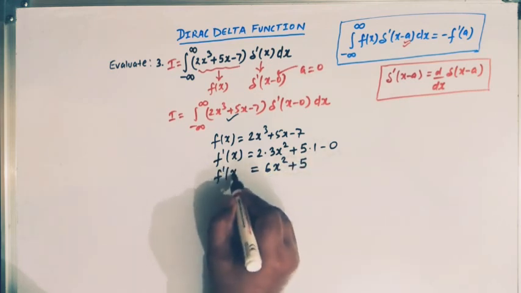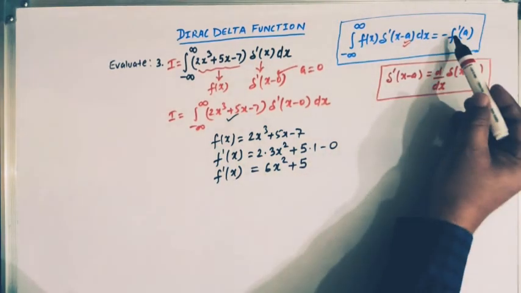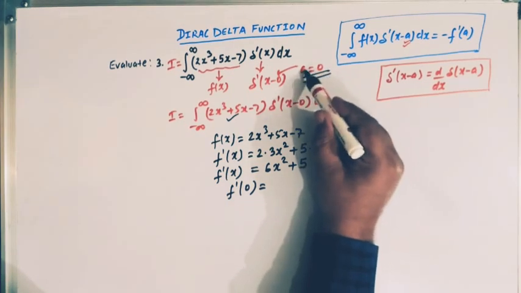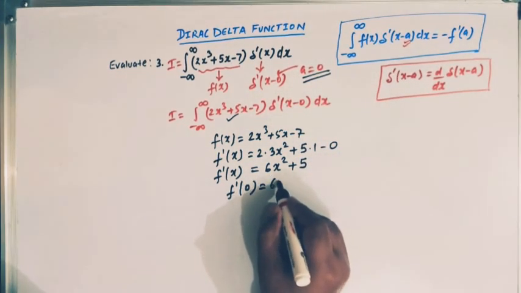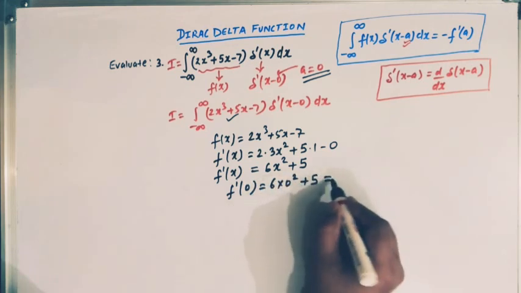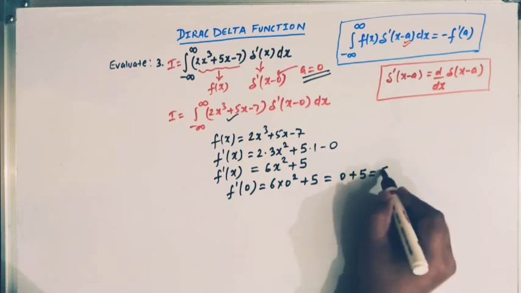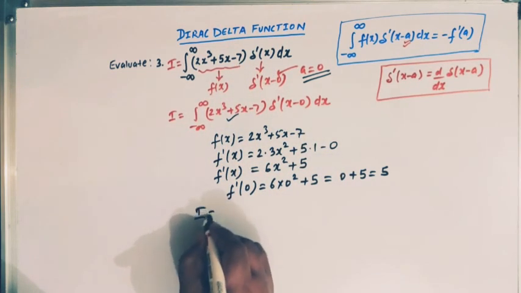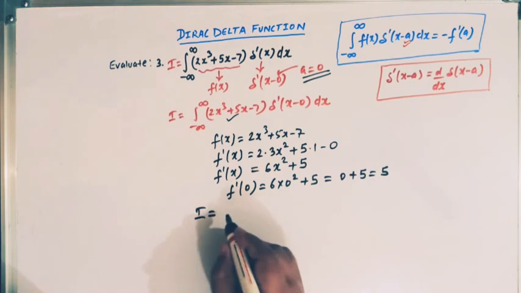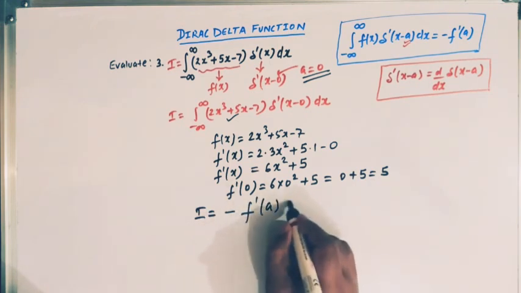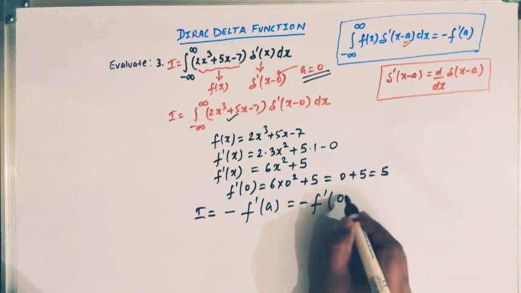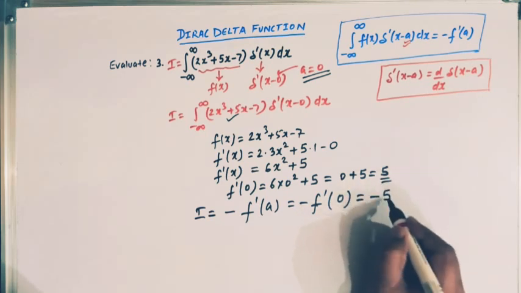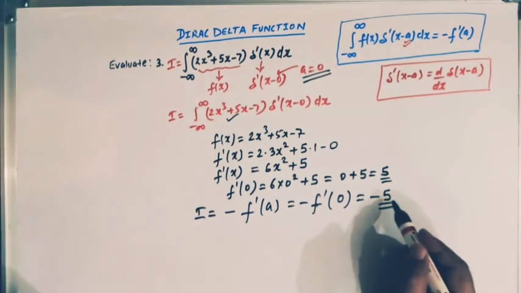right? Okay, now let us find f prime of 0, right? So f prime of 0, because the value of a is 0 here, so we have 6 times 0 square plus 5, so we have 0 plus 5, that is equal to 5, right? So viewers, now the value of this integral I is equal to negative of f prime of a, and a is 0, so f prime of 0 is 5, so we have minus 5 here, right? So the value of this integral is minus 5.